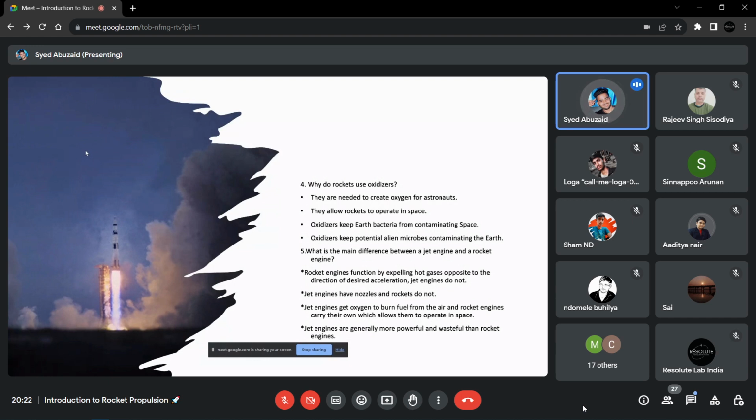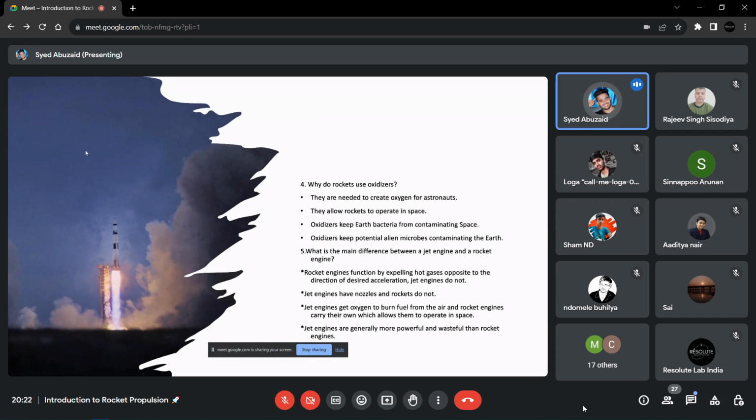They allow the rocket to operate in space, because in space there is no oxygen. So the main use of the oxidizer in space is to burn the fuel. That's why the oxidizer is used in space, because space rockets are non-breathing engines.